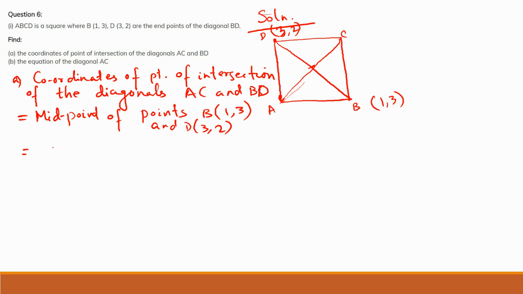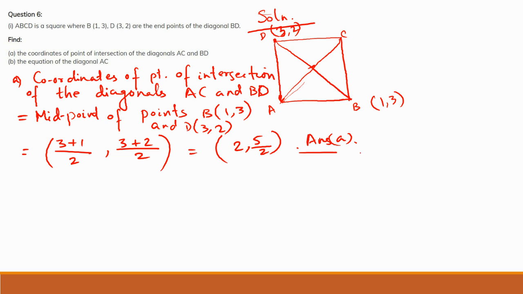So the midpoint, what are the midpoints? It's like 3 plus 1 by 2, comma 3 plus 2 by 2, right? So we get it as 2 comma 5 by 2. So this is your answer A. Now, what is B? How to solve B? The equation of the diagonal AC. So this is also 90 degree. Since this is a square, everything is 90. So what is the equation of the diagonal AC?